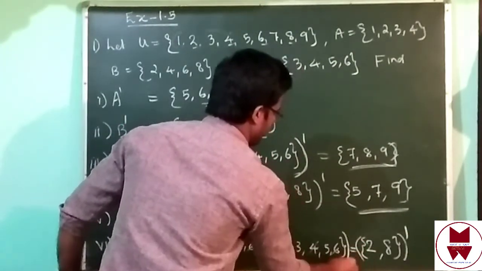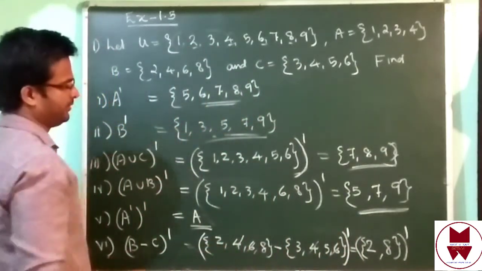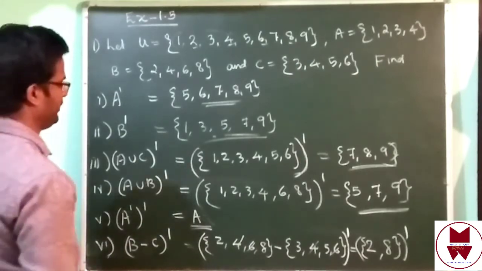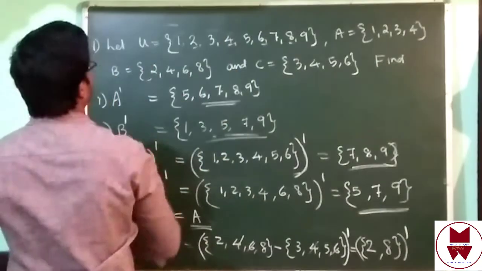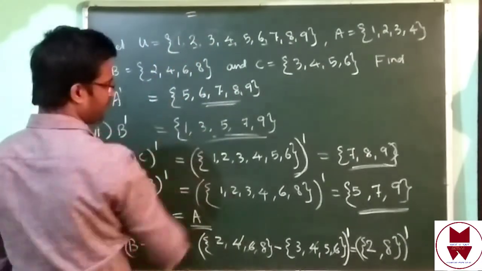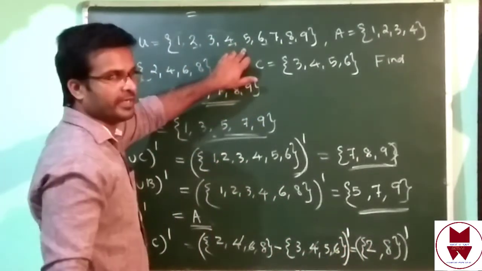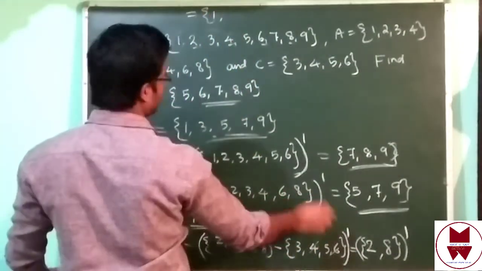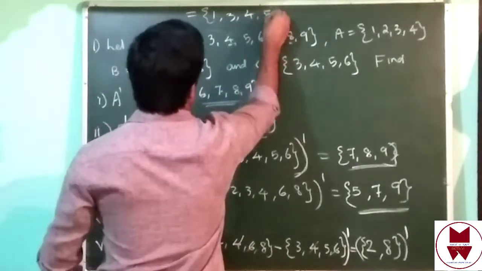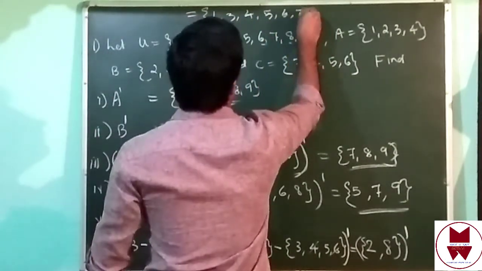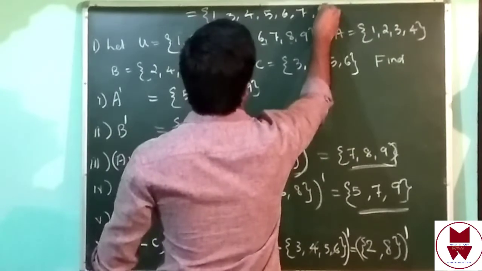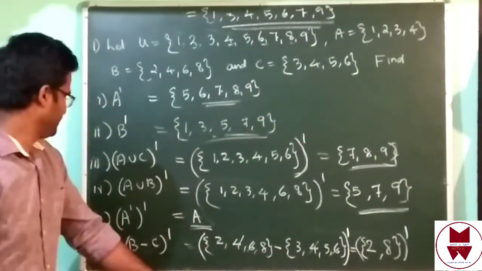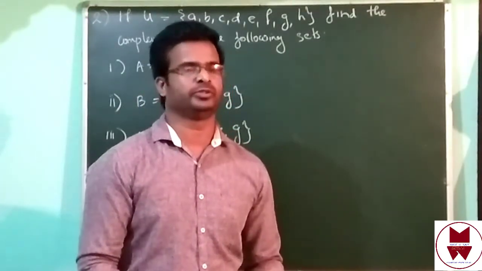Here also we have to write the complement. That means {2, 8} all complement. Writing here, 2 and 8 are deleted from the universal set. Then write all the remaining elements. 1, 2 no need to write. 3, 4, 5, 6, 7, 8, I need to write. Then 9. This is our answer.